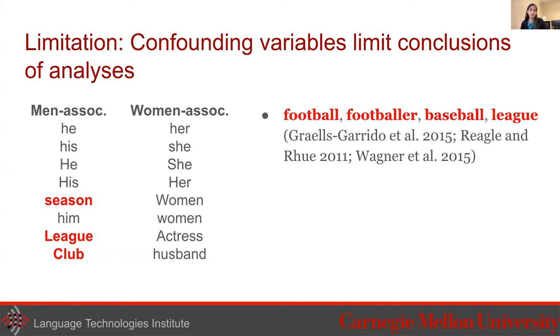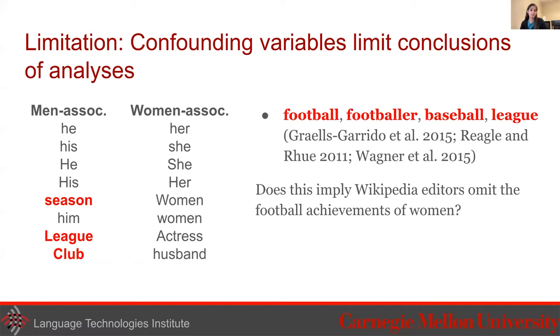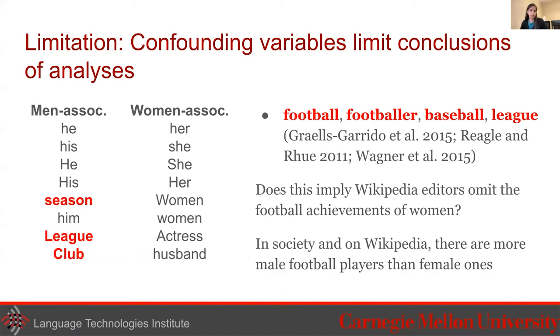The naive conclusion from this would be that Wikipedia editors might omit the football achievements of women, but that's not really what we're seeing here. What we're seeing is that in society, and as is always reflected on Wikipedia, there are just more articles about male football players than female ones. But what that means is if we compare raw article statistics, if we compare articles about men with articles about women, when we find disparities in content, we can't tell if they're a result of differences in how articles about people of different gender are written, or if there are differences in how athlete or non-athlete articles are written.